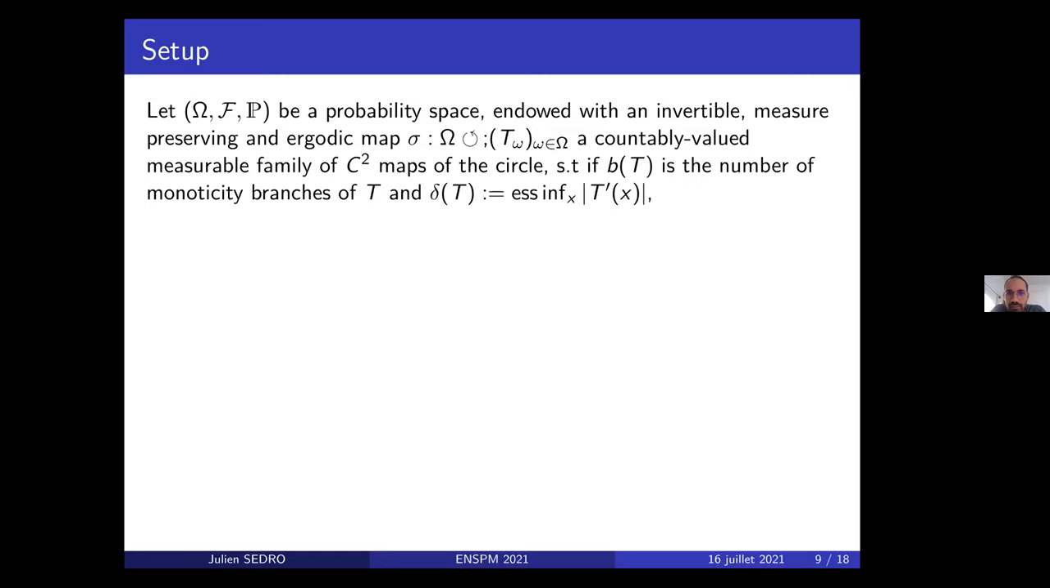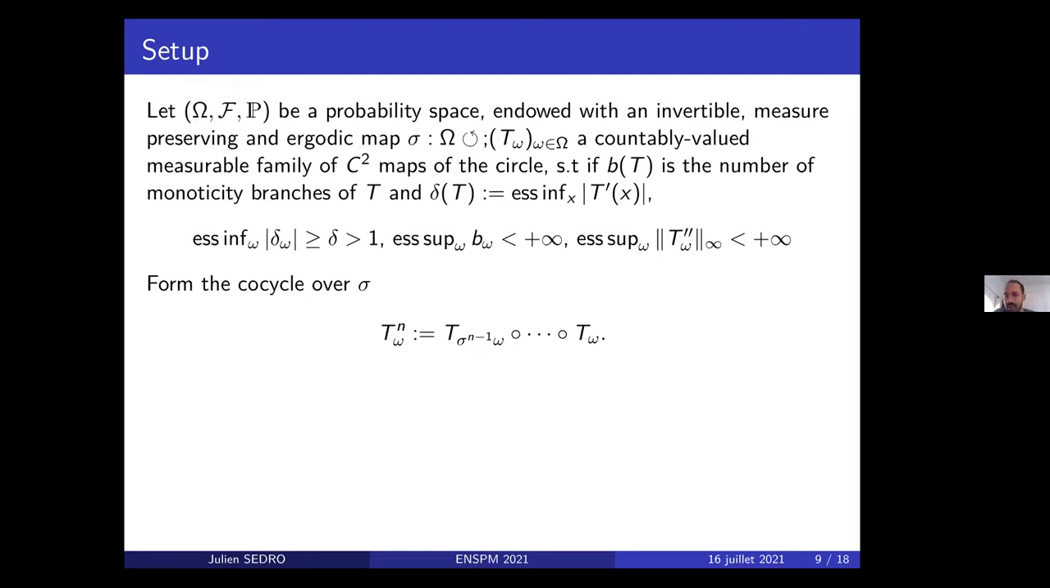And you look at the following quantities, the number of monotonicity branches of T and the essential infimum over x of the derivative, and you assume the following: that this essential infimum is bigger than some constant bigger than one, that the number of monotonicity branches over the family T_omega is essentially bounded, and some sort of bounded distortion condition. Okay, so this is to say that basically I compose at random maps that are uniformly expanding and that satisfy some other boundedness condition.